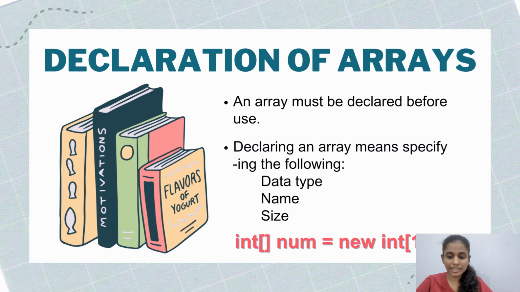Before we can use an array in our program, it must be declared. Declaring an array involves specifying the data type, the name of the array, and its size. For example, in Java, you can declare an array like this, where int is the data type, num is the name of the array, and 10 indicates that the array can hold up to 10 integer values.